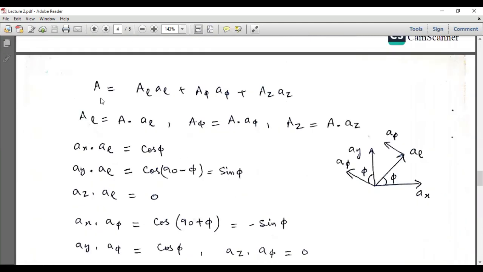Now, in cylindrical coordinate system, our vector will be given as A rho a rho plus A phi a phi plus A z a z. So these are the three components. If we want to calculate the component of A along rho, we will take the dot product of A vector with a rho. Okay, so all these dot products will become zero, and we will get A rho. Similarly, A phi is equal to A dot a phi, A z is equal to A dot a z.